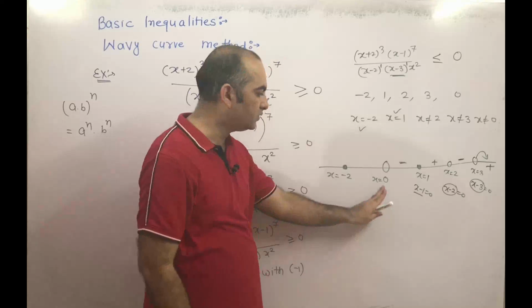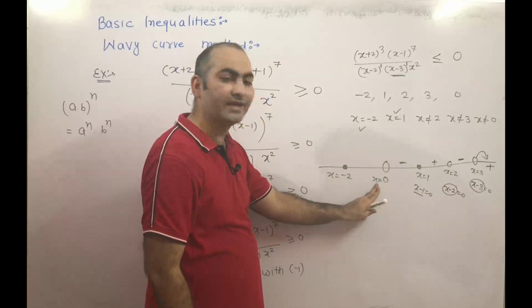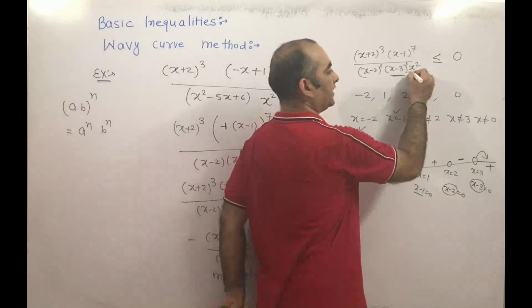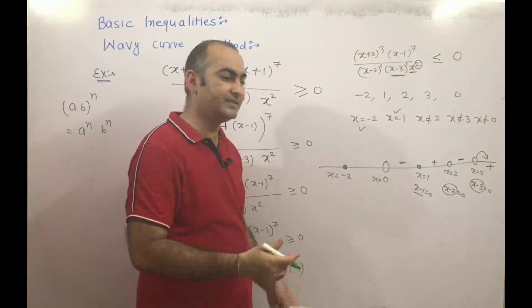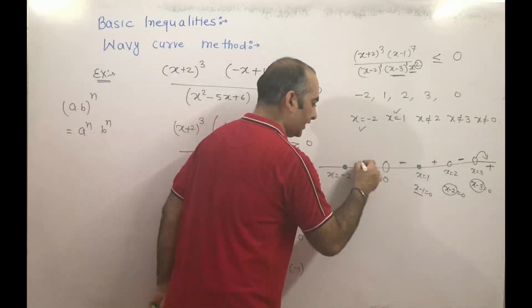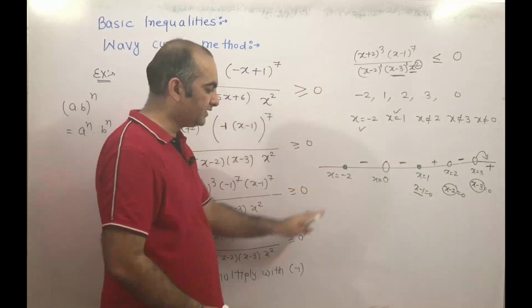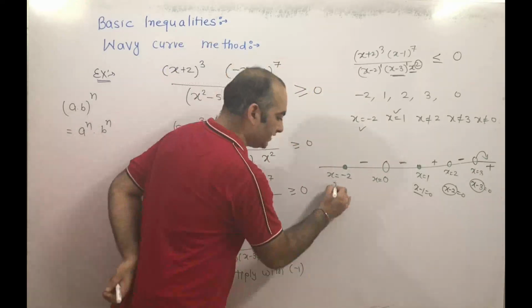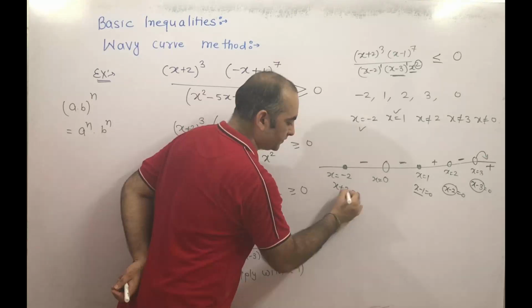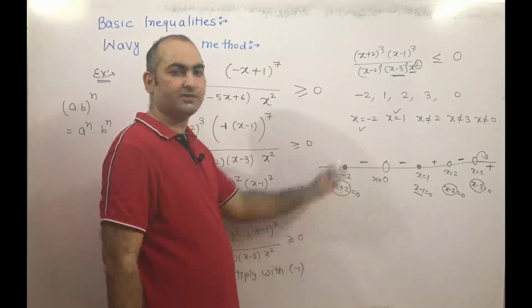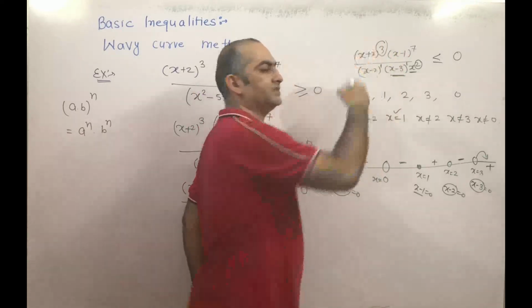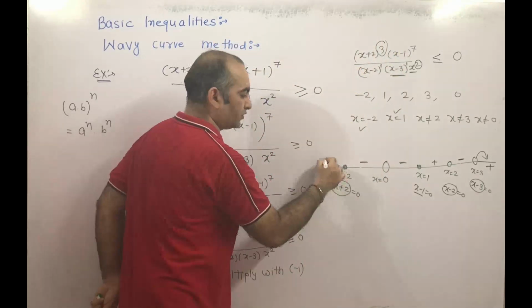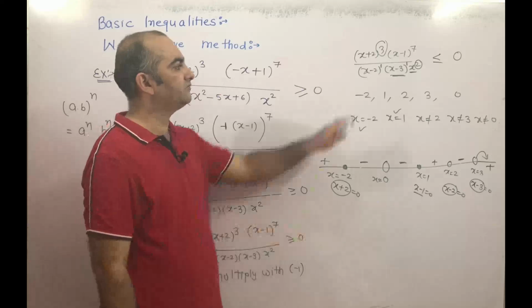Next is x equal to 0. Here we only have to check x. The power of x is 2, so that is even. Then the sign will remain the same. So this is negative, this is also negative, so here the sign will not change. Next, x equal to minus 2. This one we can write as x plus 2 equal to 0. We check x plus 2. The power is odd, so we have to change the sign. So this is negative, this will be positive.